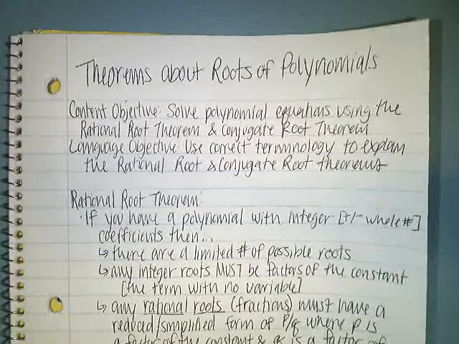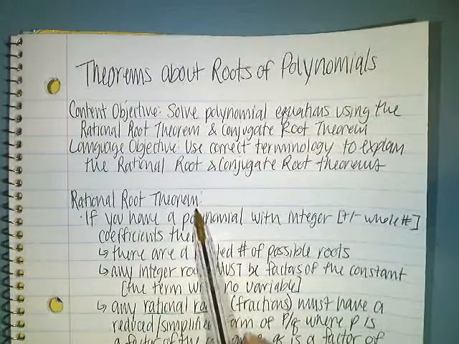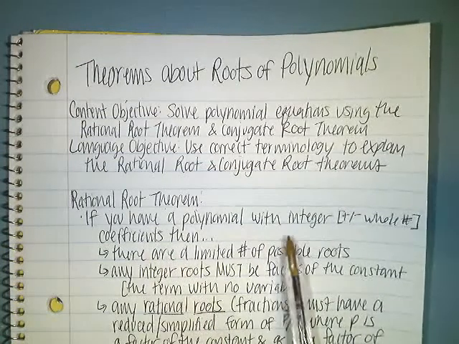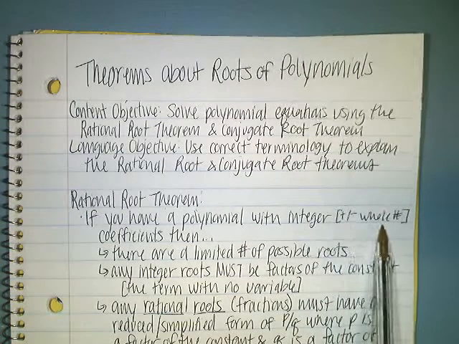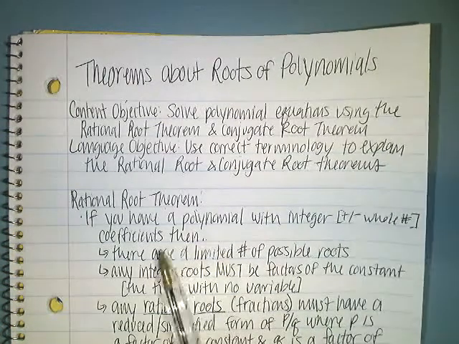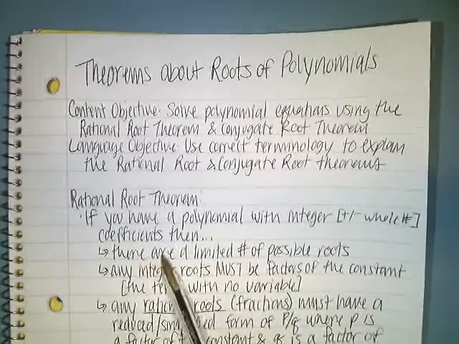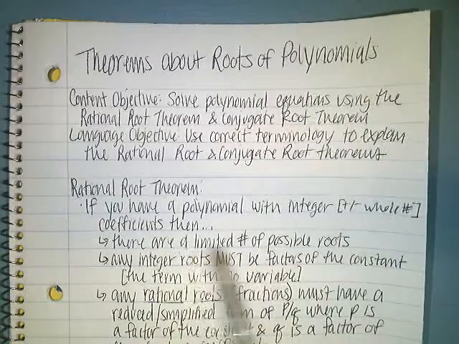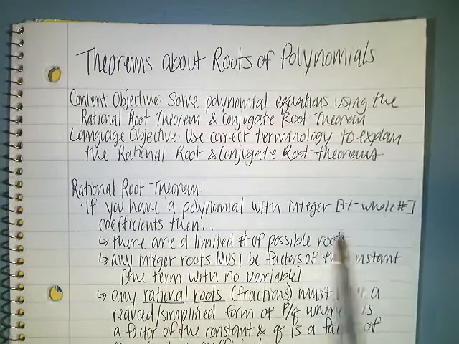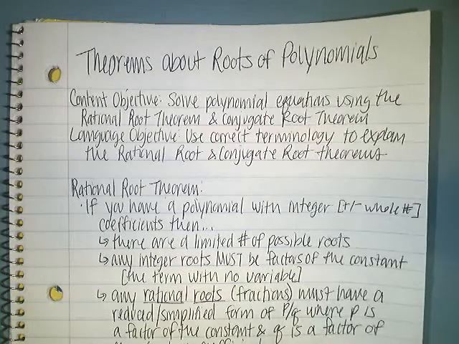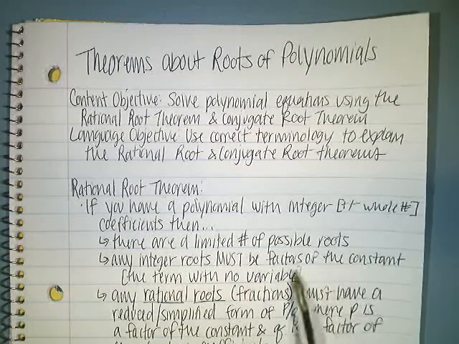So first thing we're going to delve in with is the rational root theorem. What the rational root theorem says is that if you have a polynomial with integer coefficients, which integer, if you forgot that vocab word, is just positive or negative whole numbers. So as long as all the coefficients are positive or negative whole numbers, then you can use this rational root theorem. And what this says is that there are a limited number of possible roots. If you forgot what roots are, these are our zeros, our solutions, our x-intercepts. So there's a limited number of possible x-intercepts, zeros, roots, if we have all integer coefficients.